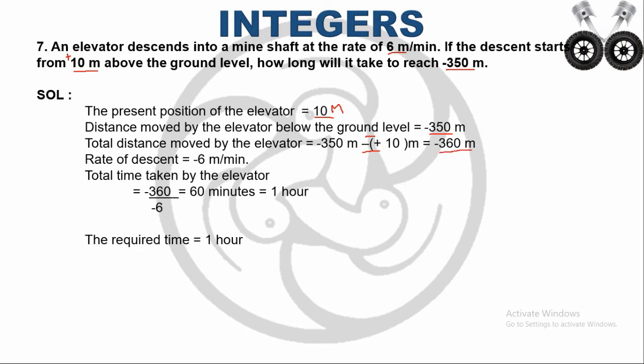For 1 minute, how many meters will it travel? It will travel 6 meters. So the elevator is moving at the speed of 6 meters per minute. It is moving down, and down means you have to denote the sign by a minus sign. So the rate of descent equals minus 6 meters per minute. So the total time taken by the elevator equals the total distance traveled by the elevator divided by the rate. So minus 360 divided by minus 6. So we will get 60 minutes. So 60 minutes equals 1 hour. So how much time is required to reach minus 350 meters? It requires 1 hour.